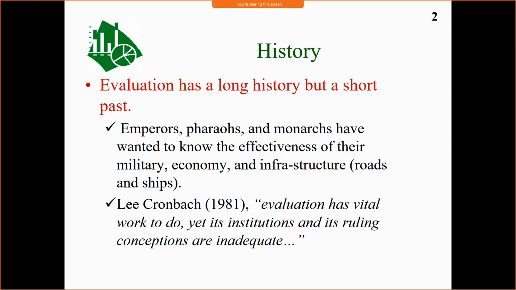Lee Cronbach, one of the founding members of program evaluation as a social science that attempts to have the rigor of the scientific method, said in 1981, evaluation has vital work to do, yet its institutions and its ruling concepts are inadequate. So he's talking about the long history of evaluation, but then he's also talking about its short past. The rigor in terms of methods that we use, Cronbach argued in 1981, needed to be improved to give us a more objective, more valid means to evaluate the effectiveness of different programs, right?